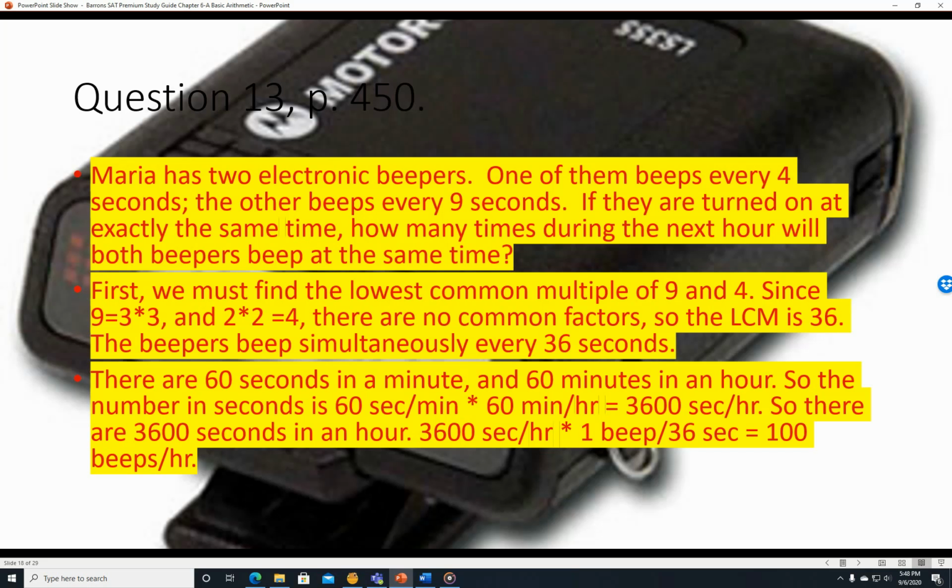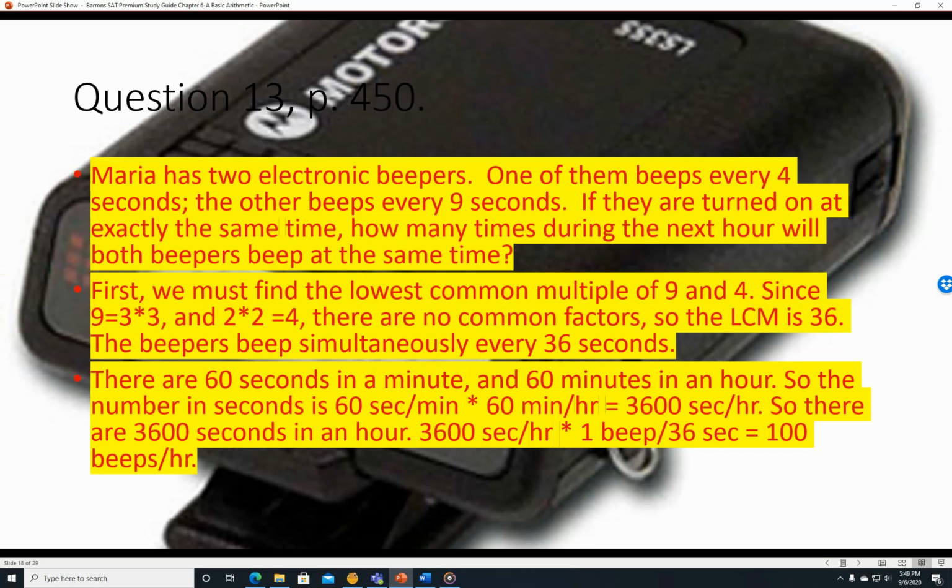So, anyway, first, we must find the lowest common multiple of 9 and 4. Since 9 is equal to 3 times 3, and 2 times 2 equals 4, there are no common factors, just a 3, 3, 2, 2. So the lowest common multiple is just 9 times 4, which is 36. So the beepers beep simultaneously every 36 seconds.